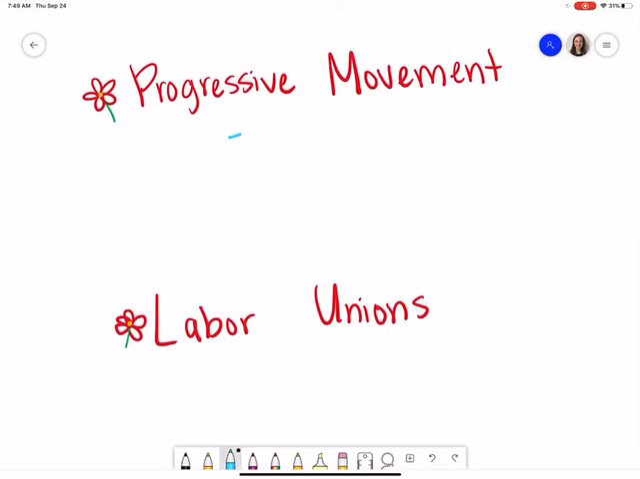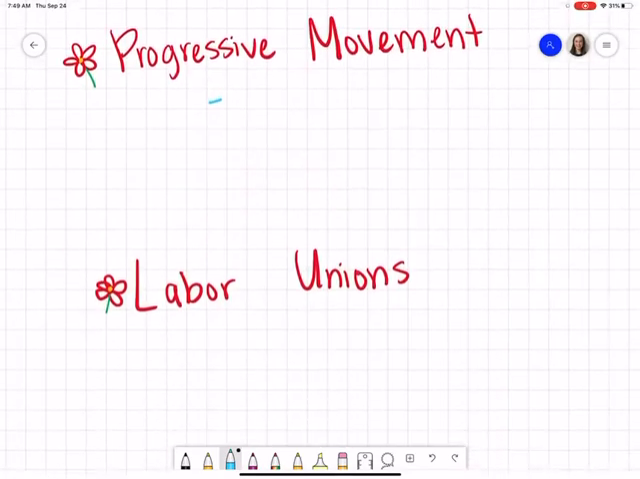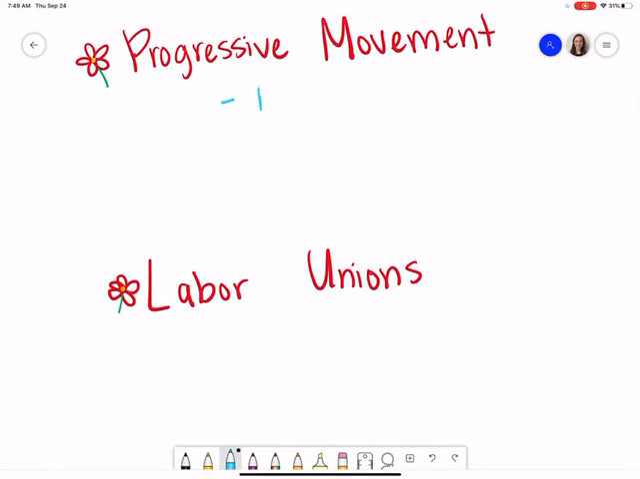All right, so the progressive movement was a movement where people disagreed with the way that the country was being run.